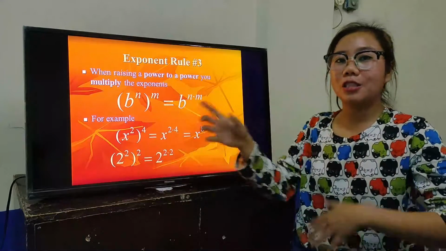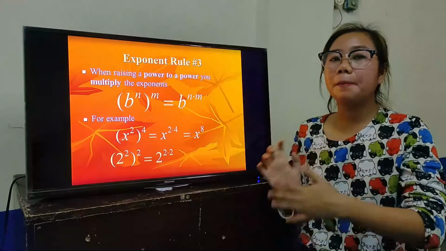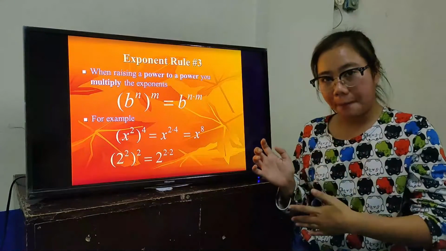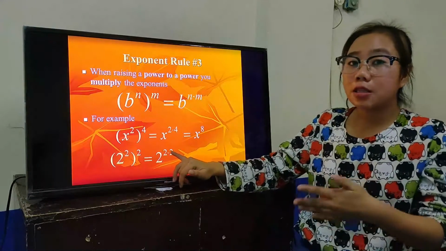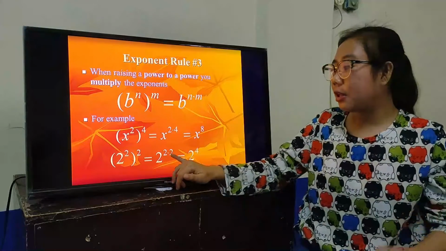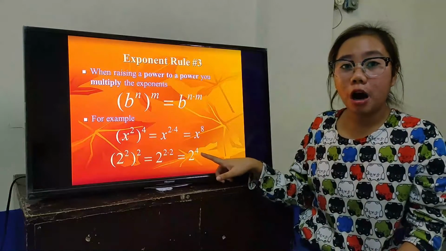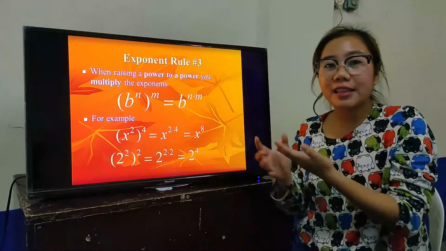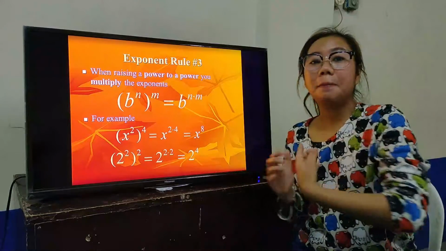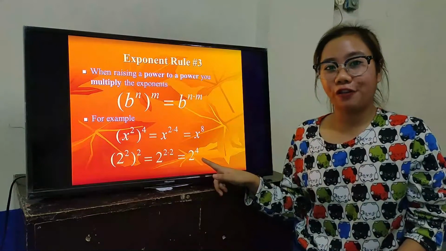Kasi po naka-enclose siya sa parentheses. Multiplying a power to a power. So we have 2 raised to 2 times 2, which is 2 raised to the power of 4. Okay, so is this our final answer? Not yet, because we need to simplify 2 raised to 4.